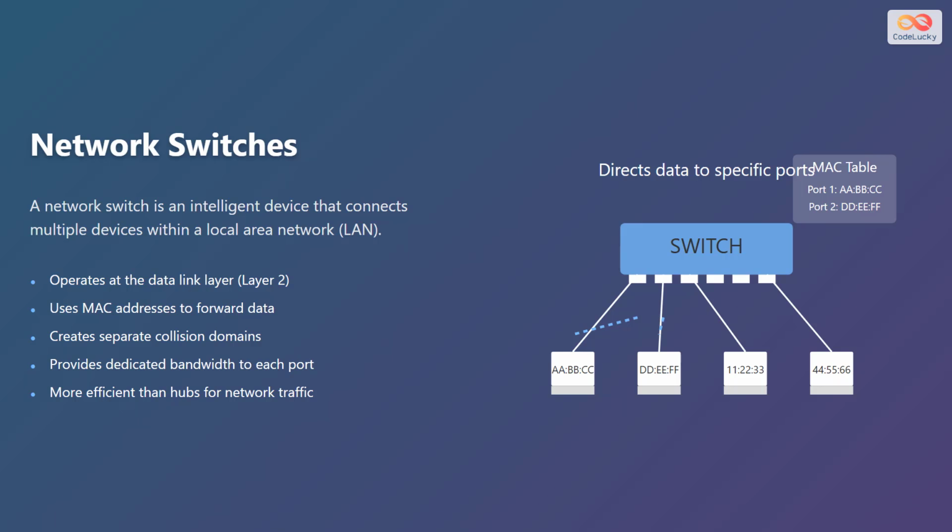congestion. Switches create separate collision domains for each port, minimizing the chances of data collisions and improving network performance. This dedicated bandwidth to each port makes switches far more efficient than hubs for managing network traffic.